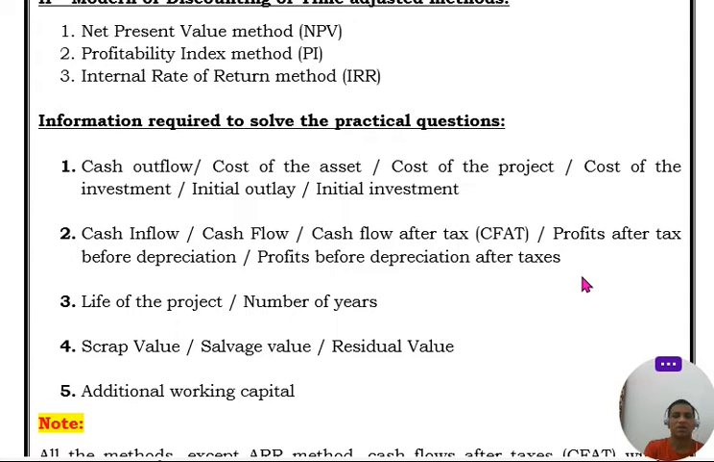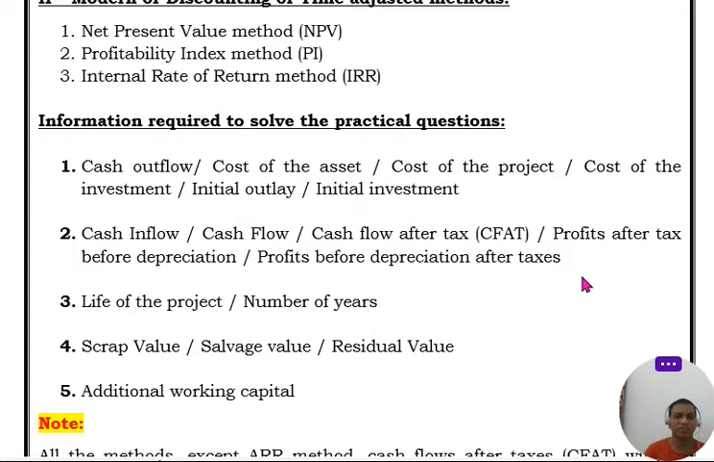In profit after tax before depreciation, the tax is already reduced, and depreciation is added back, because depreciation is a non-cash expenditure, but you are getting tax benefit on that. That's why first you calculate tax, and after tax calculation we add it back. It is also known as profit before depreciation after taxes.